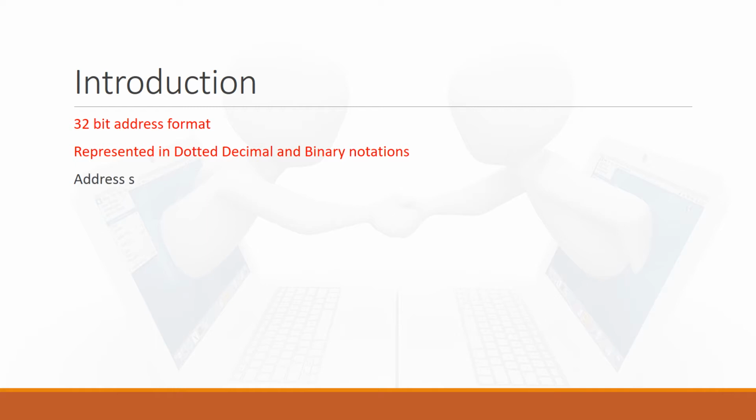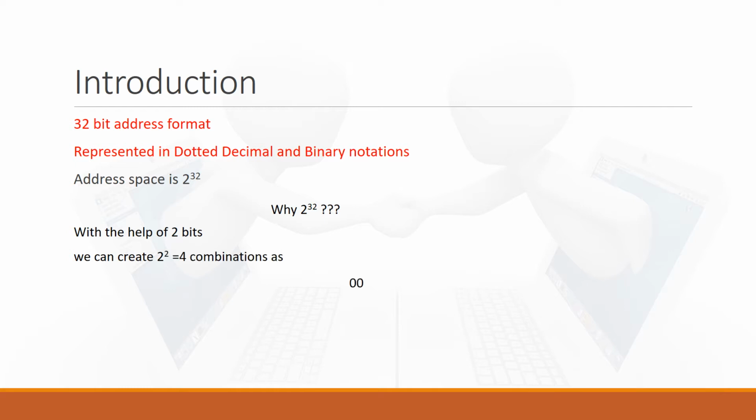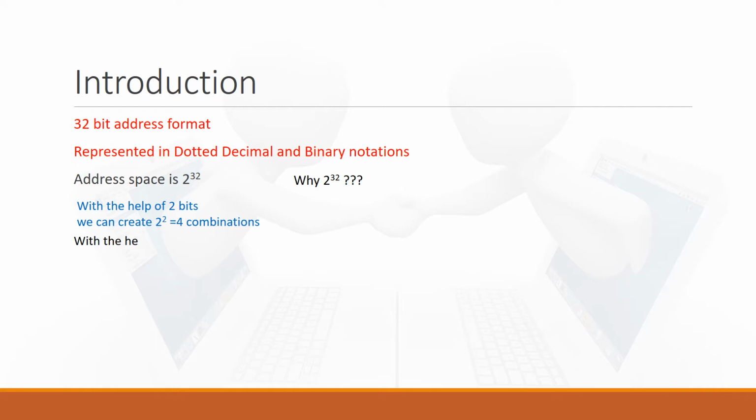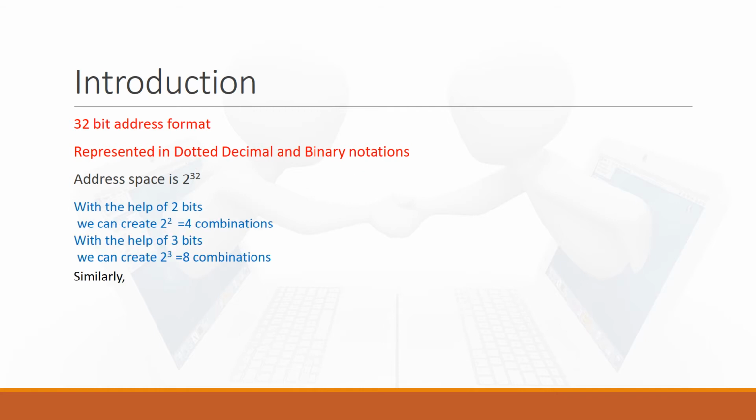Its total address space is 2 to the power 32. Why 2 to the power 32? With the help of 2 bits, we can create 2 to the power 2 combinations, which is equal to 4, and these combinations are 00, 01, 10 and 11. Similarly, for 3 bits, we can create 2 to the power 3, which is equal to 8 combinations, which are 000, 001, 010, 011, 100, 101, 110 and 111. Now you are able to understand why 2 to the power 32.